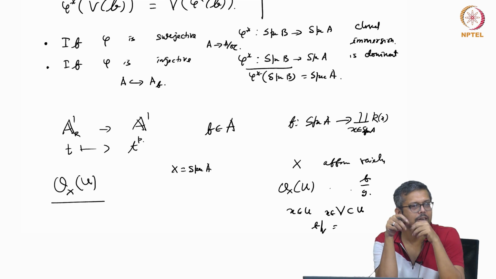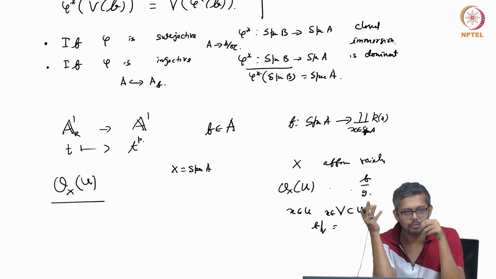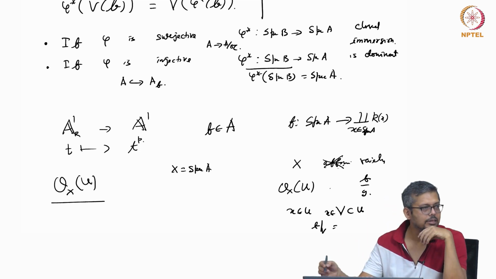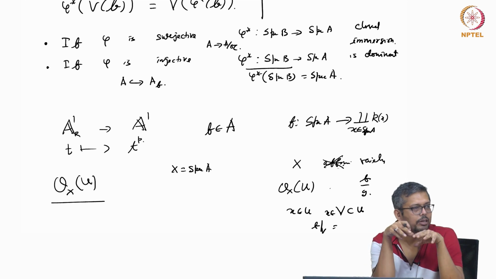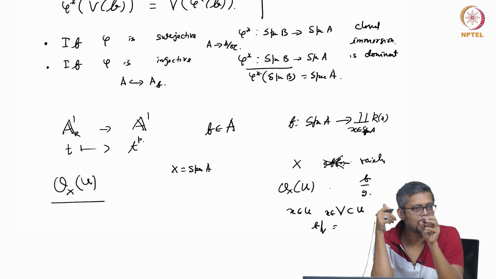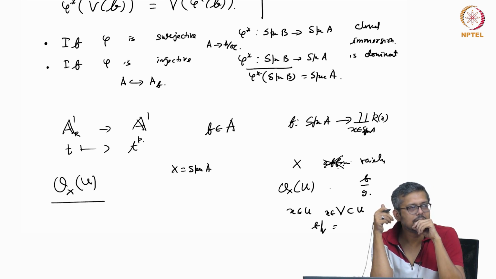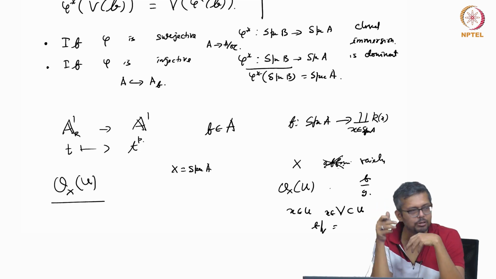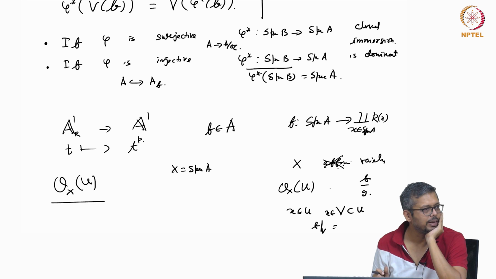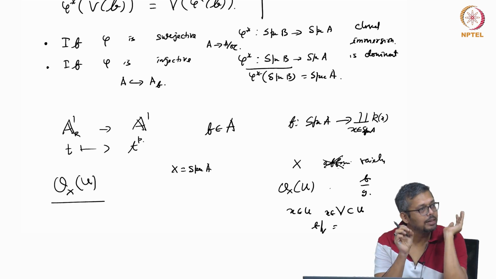The function f need not be globally defined, like in the case of varieties, when it was not affine, any variety. For example, in projective space, there are no global functions, but there are local functions. So similarly, here you should not expect that it is just of the form f or f by g, where f and g are elements of A. But locally they should look like that.